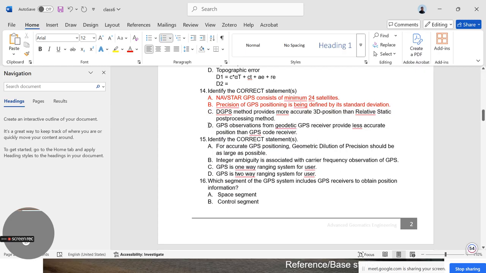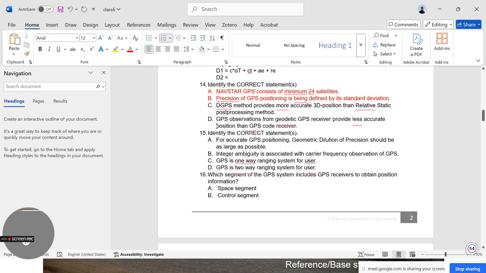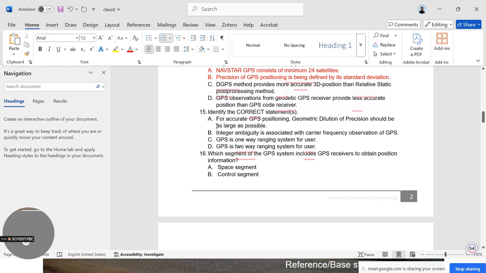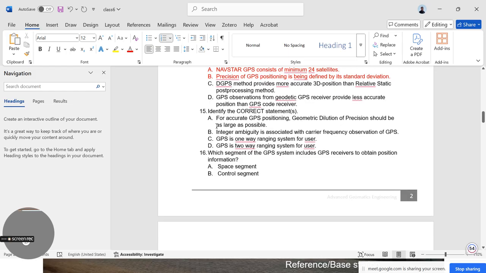The next is GPS observation from a geodetic GPS receiver provides less accurate position than a GPS code receiver. Geodetic is more advanced and provides more accurate positions than code receivers. So that statement is wrong, because code receivers have lots of error because of ambiguity and other factors. So options A and B are correct. The next one is identify the correct statements.